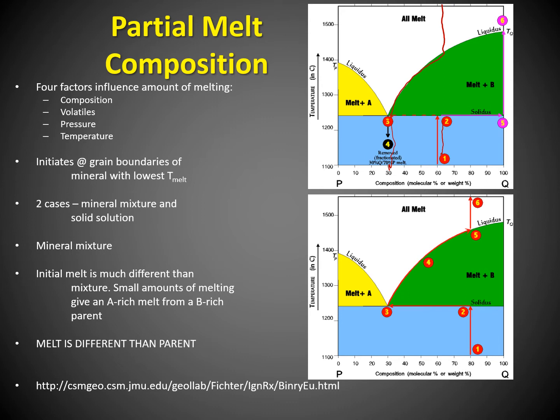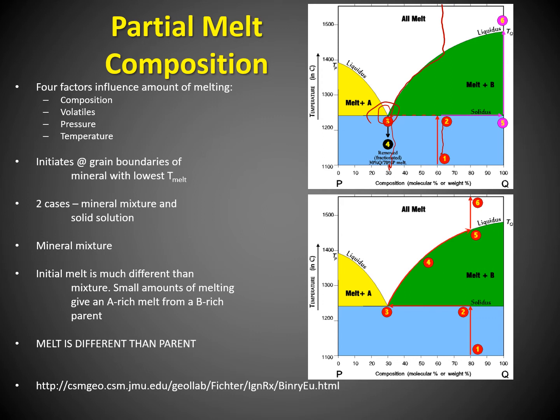But what if you only melt a little bit, just a couple percent? What's your liquid going to be? It's going to be right there, right? Yeah. So it's really different than what you started at. I mean, look at this bottom one here where it's almost all Q, isn't it? So if you looked at your rock, you'd see 80% of one mineral and 20% of the other. But when you melt it, what do you get?